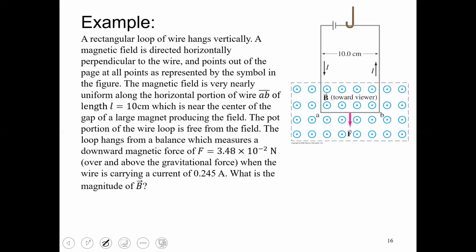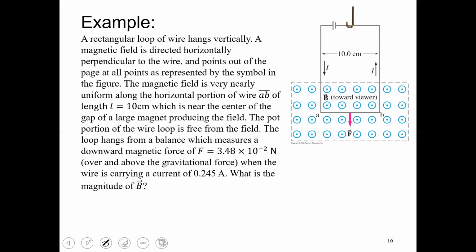The magnetic field is very nearly uniform, so that's letting us know we can use our equation that I wrote on the previous page along the horizontal portion of the wire from A to B of length 10 centimeters. That length of wire is near the center of a gap of a large magnet producing the field. So that's, again, just letting you know it's uniform.